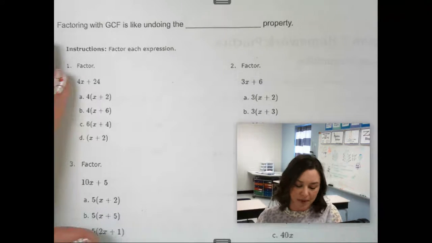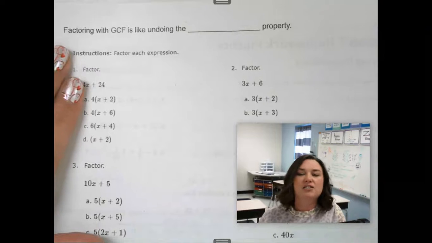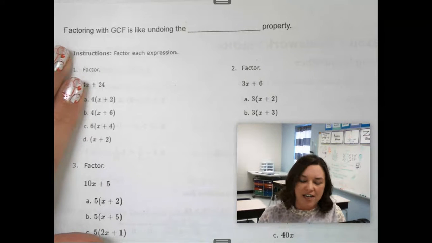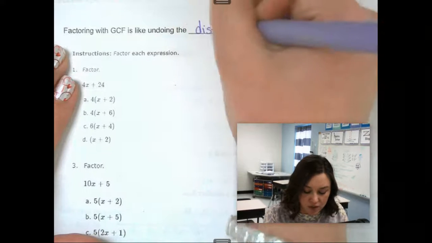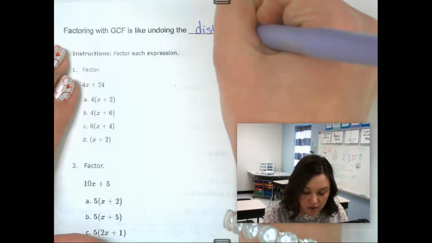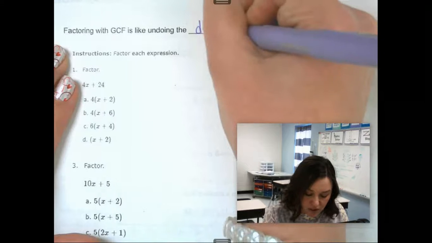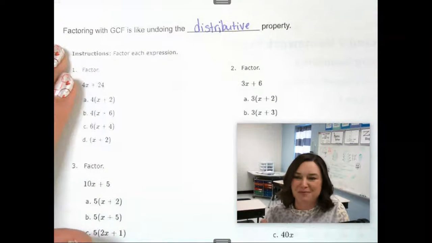So at the very top of the page, you have a sentence with a blank in it. It says, factoring with GCF is like undoing the distributive property. I misspelled it, the distributive property.